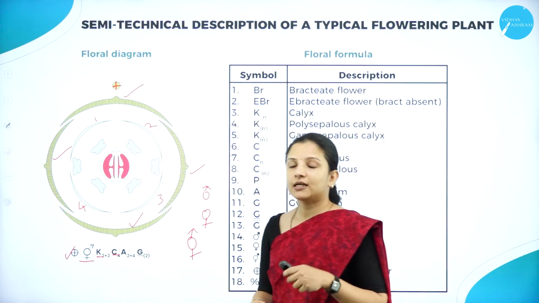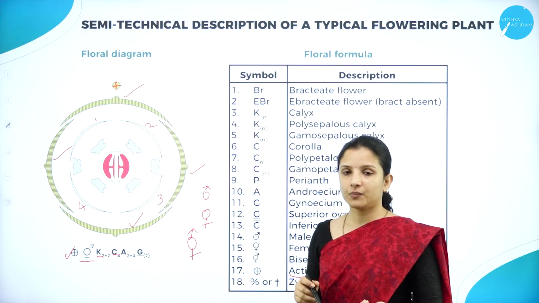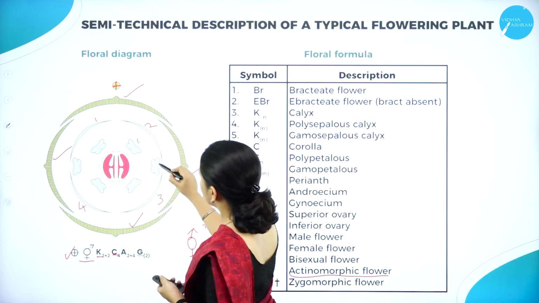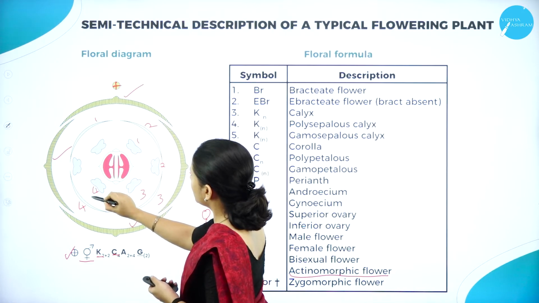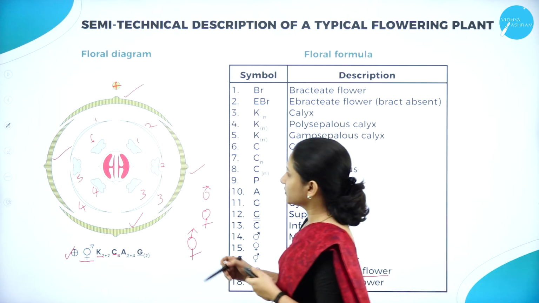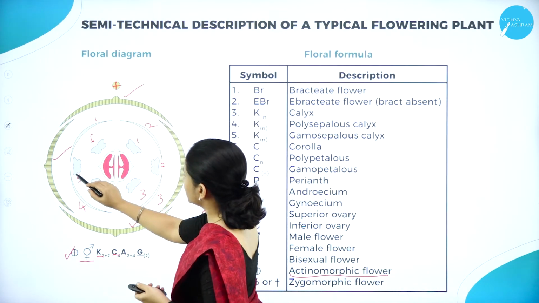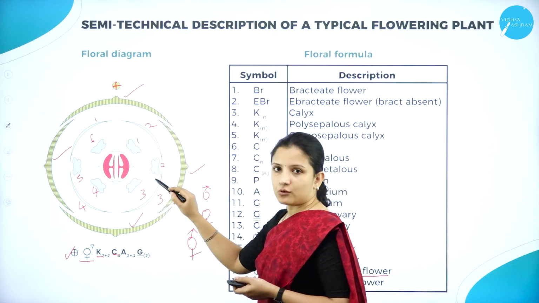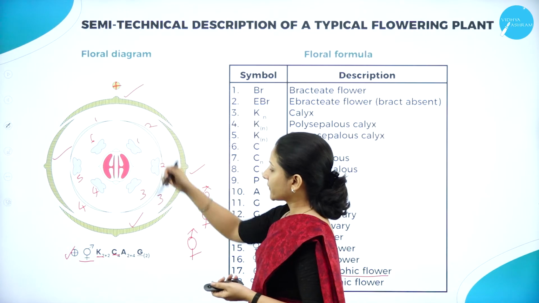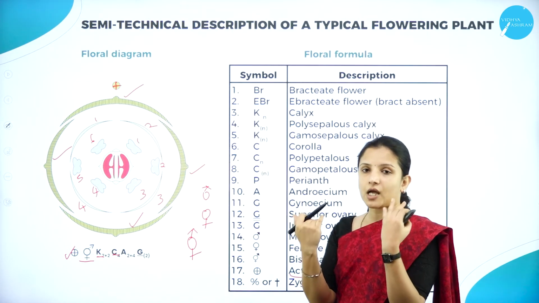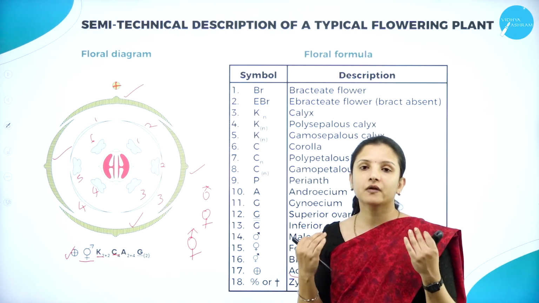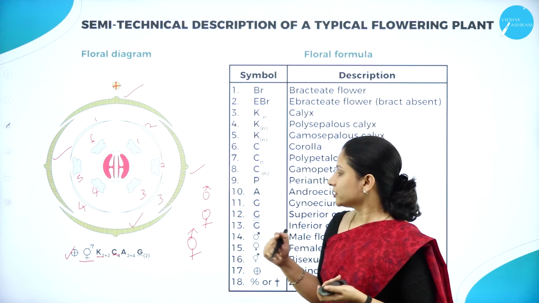Next, A. A stands for androecium, the male reproductive part. So, how many anthers are there? We have 1, 2, 3, 4, 5 and 6. Again, they have written it as 2 plus 4. Can you see here? 2 anthers are completely outside. That is why 2 and the rest 4 anthers. Maybe it is based on the facing of the anther, whether they are facing towards the flower or away from the gynoecium. So, it is 2 plus 4.